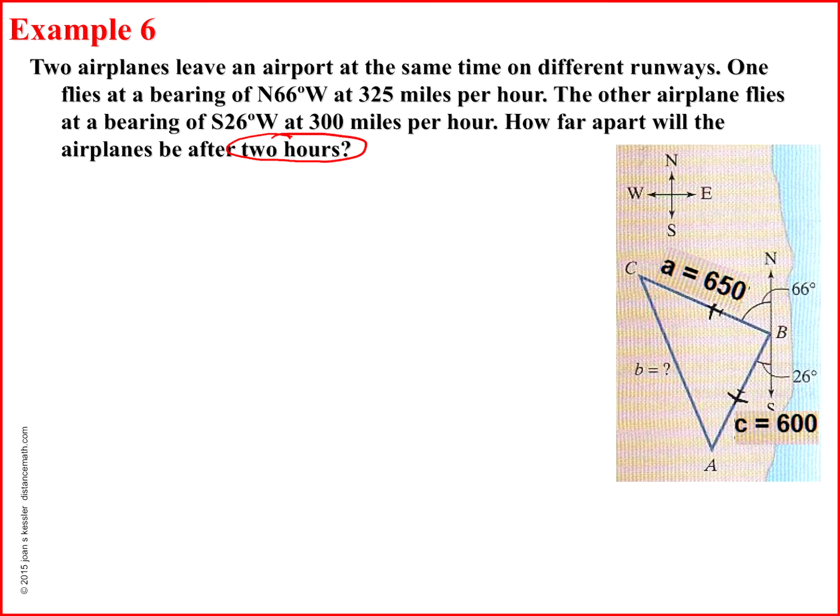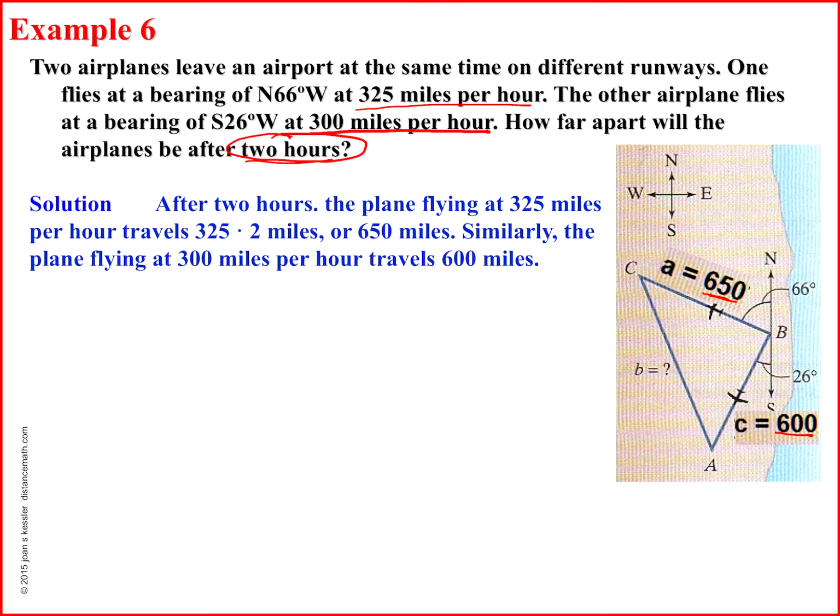2 hours is important because where are we getting our information? So you have a little chart on here. Well, where are my 650 and 600 coming from? That's because I'm traveling 325 miles per hour, but if I'm traveling 2 hours, that means I'm traveling 650. Again, 300 miles per hour for 2 hours would be 600. So that's where that A and C of 650 and 600 are coming from.